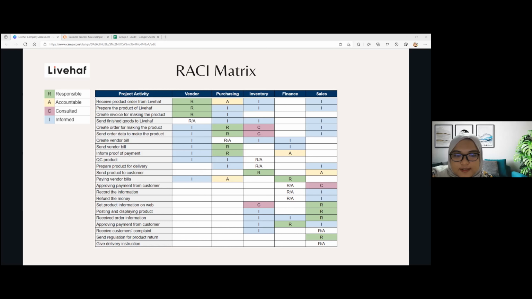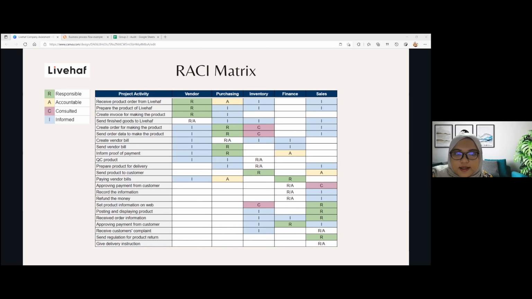Other activity is create order for making the product. So this activity means after inventory checks the stock and they need additional stock, the responsible one is purchasing, consulting with inventory, and informing the vendor and sales.